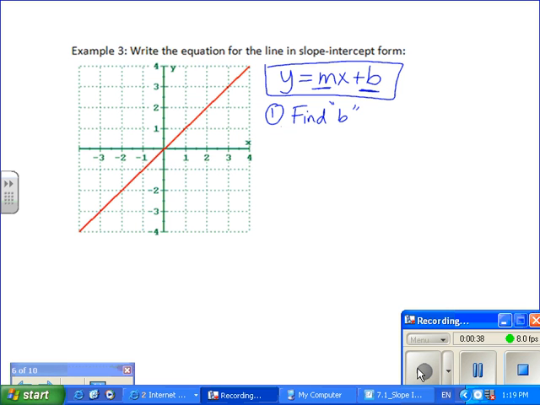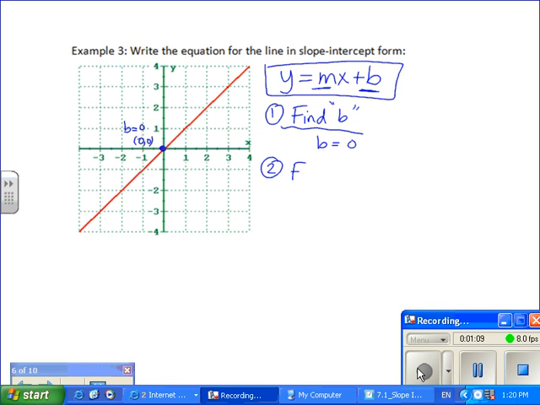We just look for where our red line crosses the y-axis. And notice here that this line goes right through the origin. This point right here is the point 0, 0. It's 0 for x and 0 for y. So it crosses the y-axis at 0. b equals 0. Okay, whenever your line goes to the origin, it's crossing at 0 for y.